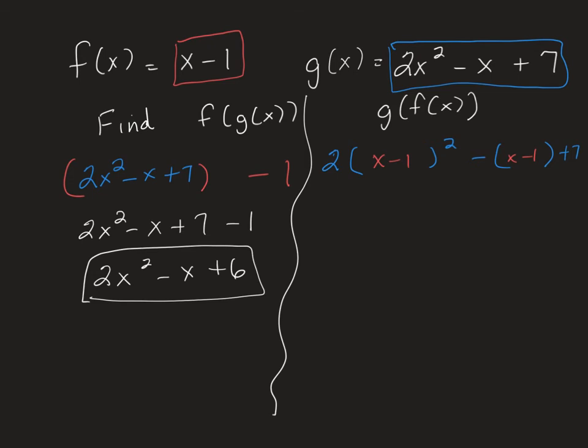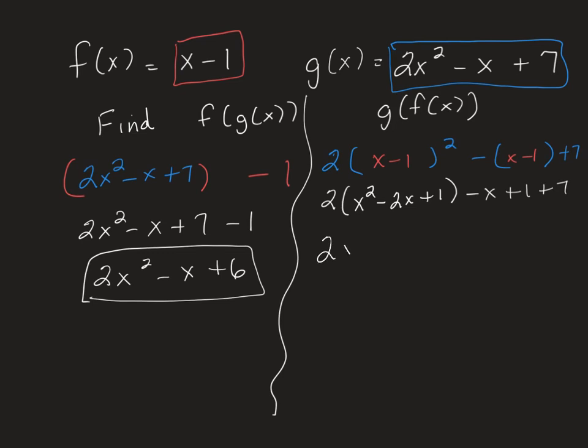This becomes tricky because this is 2 times, and then you have to FOIL this. So you're going to have to write this twice and FOIL it if you don't know the fast FOILing method. So this is x squared minus 2x plus 1. And then this one here, you want to distribute that negative through. So this is negative x plus 1 plus 7. Then I need to distribute the 2 and then collect all my like terms.